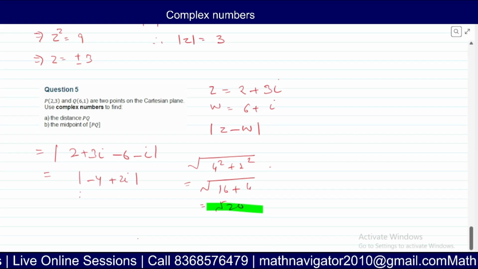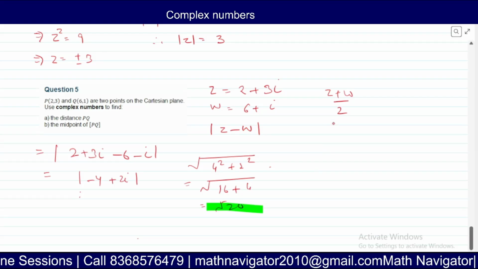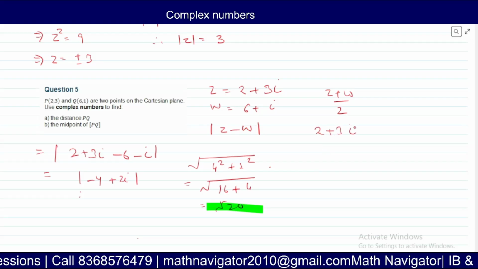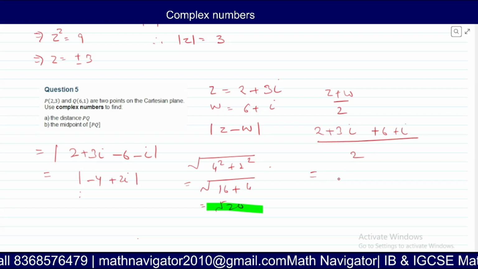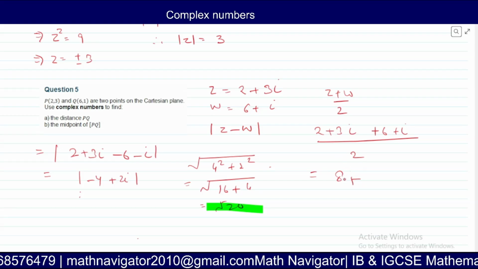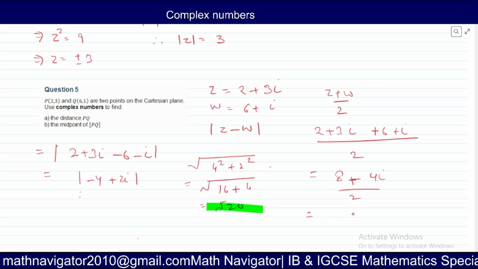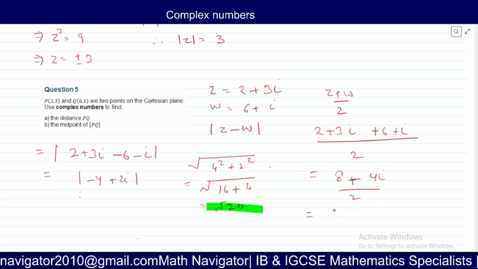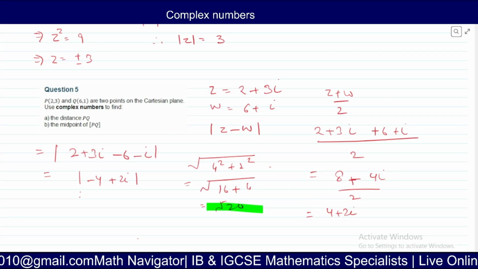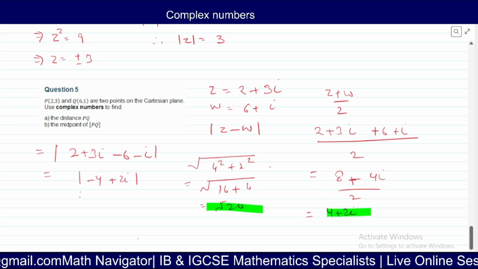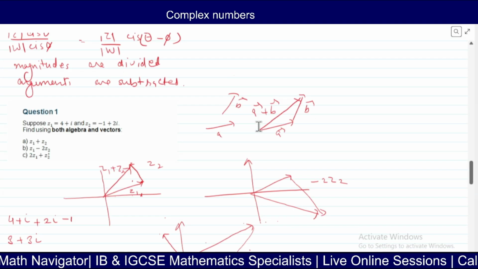Then when we are talking about the midpoint, the midpoint is z plus w over 2. So this will be 2 plus 3i plus 6 plus i over 2. So this will give me 8 plus 4i over 2, which will give me 4 plus 2i. So that is the midpoint. That means this point is 4 comma 2. Perfect, right? Let's move to the next question.